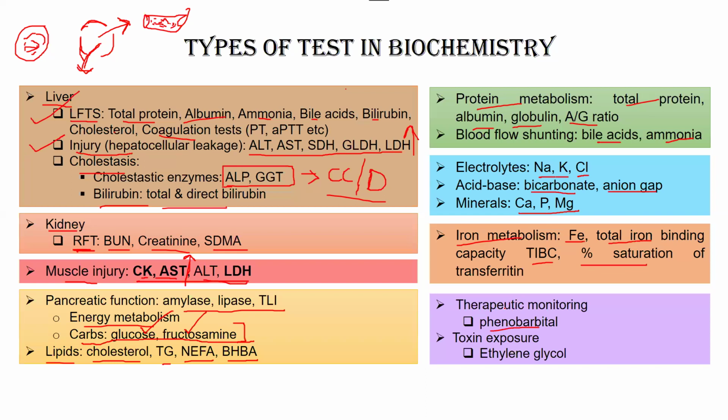So in order to measure any drug level, it's called therapeutic monitoring, and we measure any toxin level in the body. We basically are measuring toxin exposure like ethylene glycol.